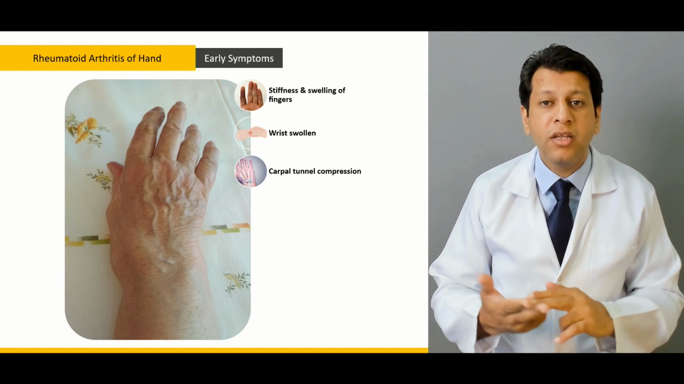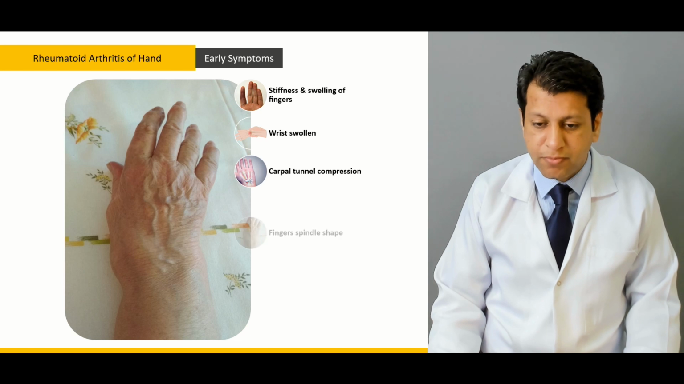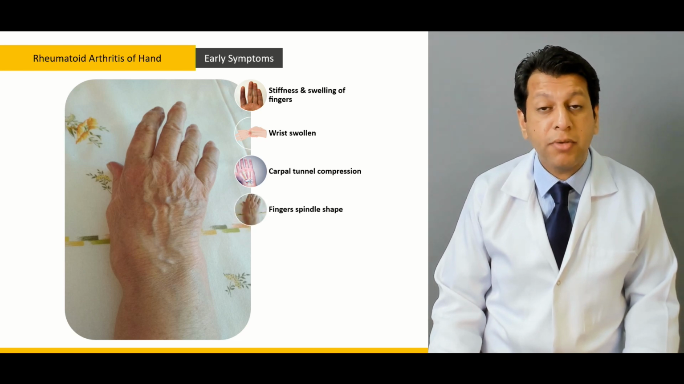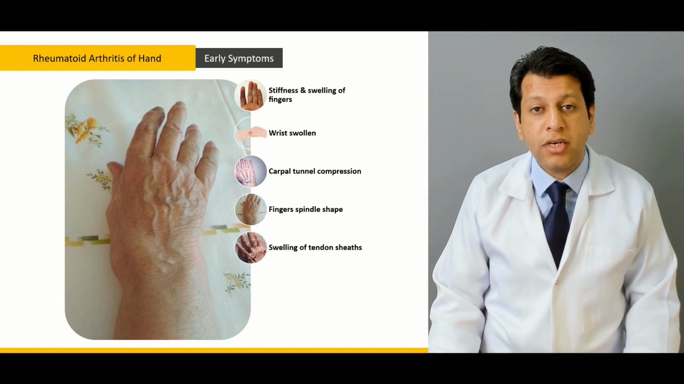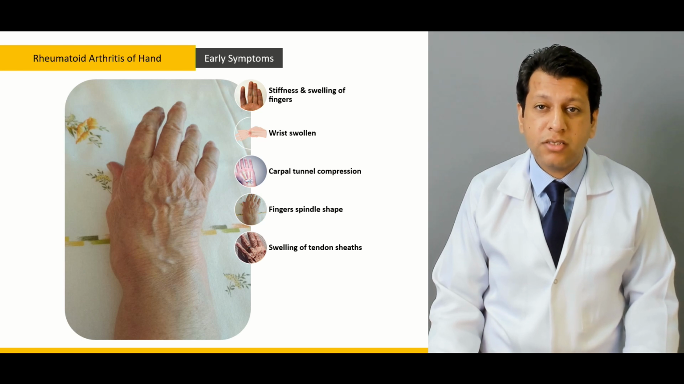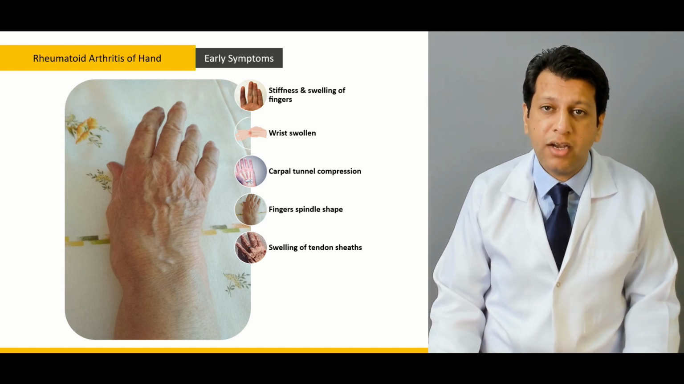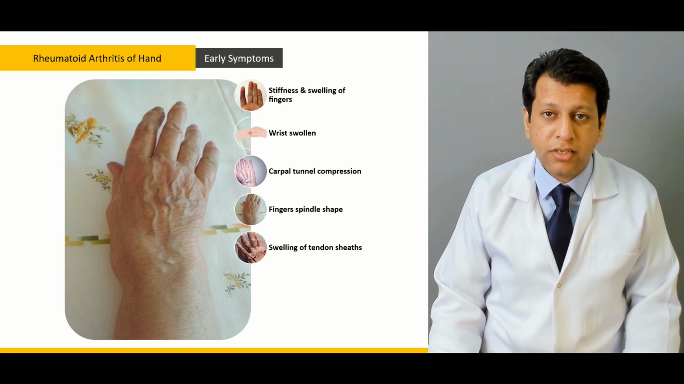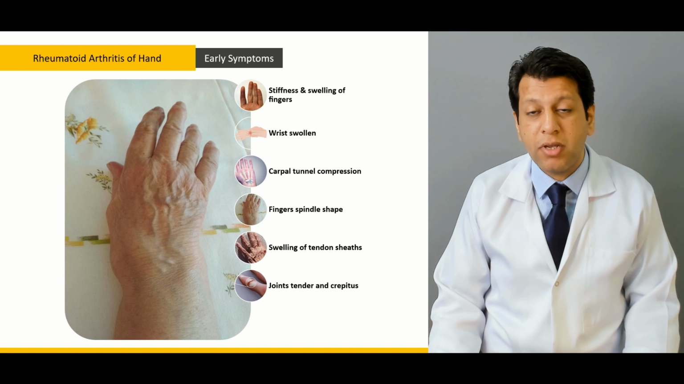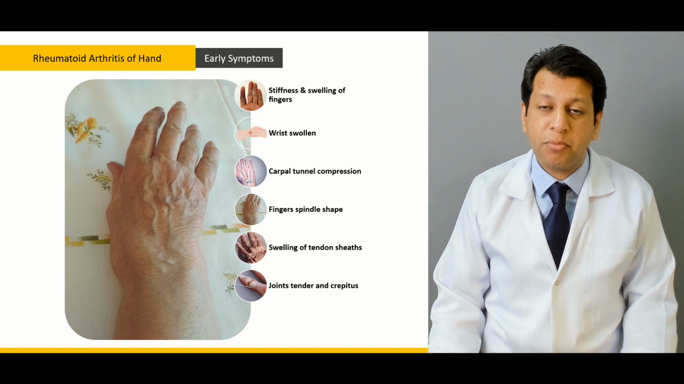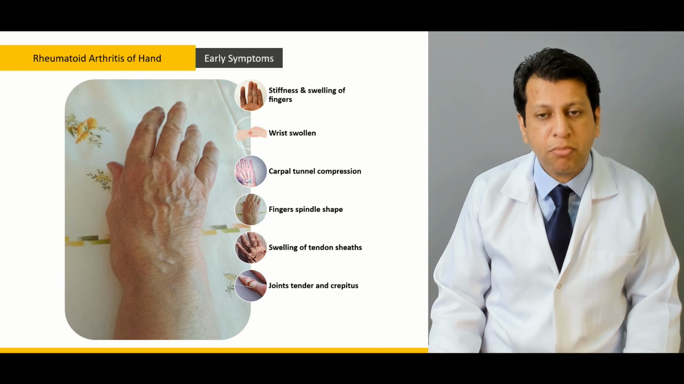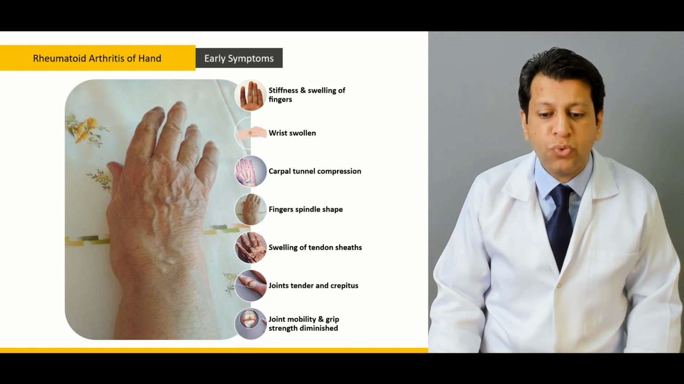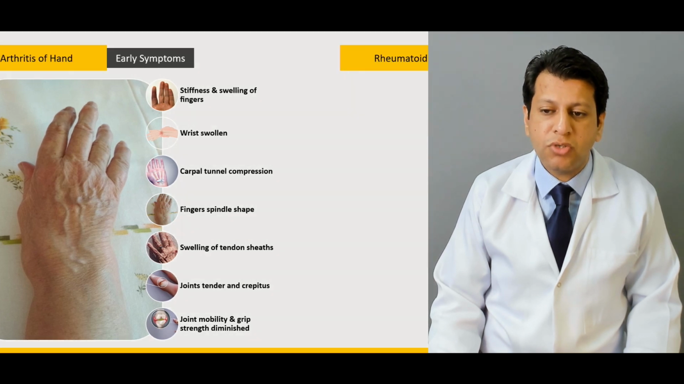sensory loss over the radial 2.5 fingers. The fingers may become spindle shaped as the joints degenerate over time. There may be swelling of the tendon sheaths as well, because there are increased contractures and fibrosis of the hand, leading to swelling and contractures of the tendon, and may eventually present with joint tenderness and crepitus. All this may be associated with a lot of pain, especially during movement of the wrist joint and metacarpophalangeal joint. Joint mobility and grip strength may be diminished as well.